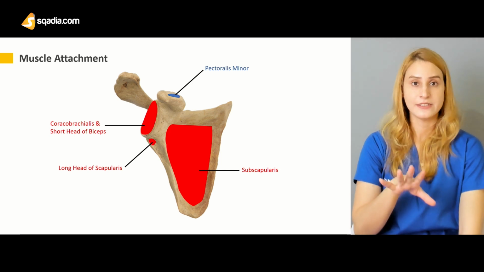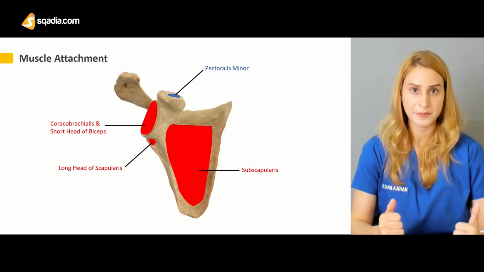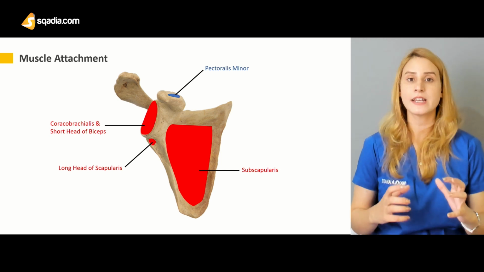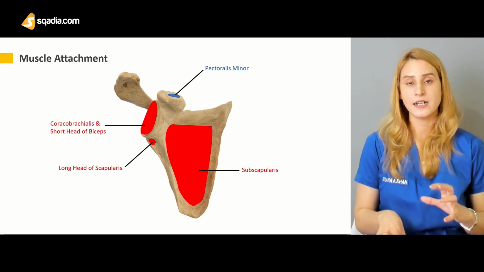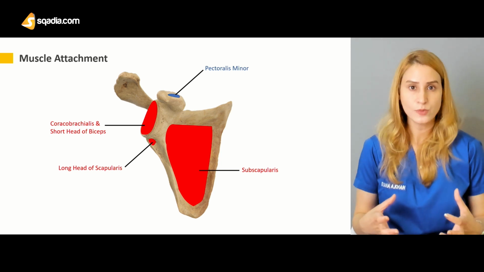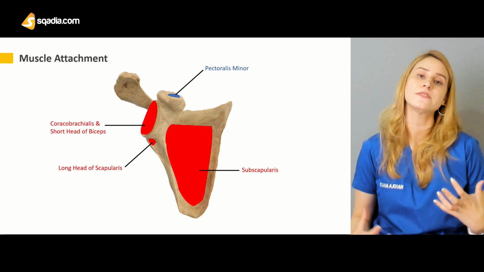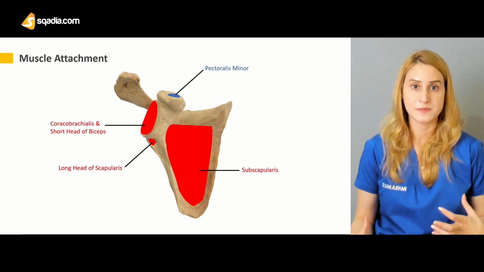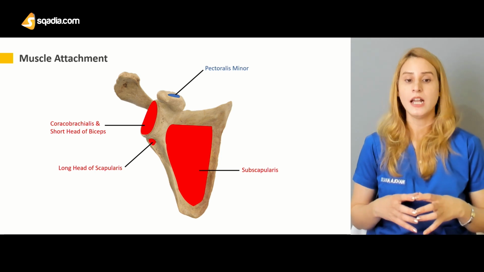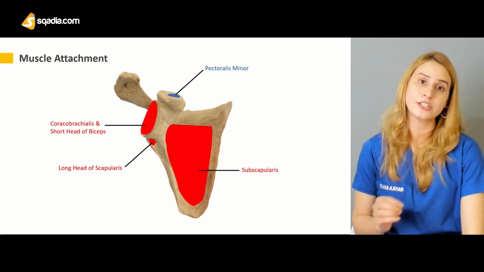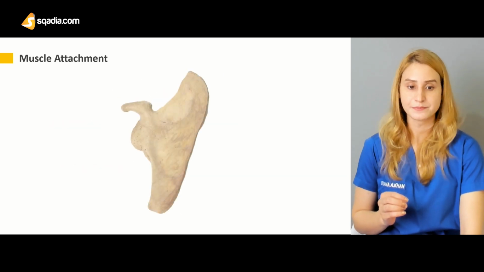So on the anterior surface, on the glenoid cavity, you have the coracobrachialis and the short head of the biceps. At the neck, there is the long head of the subscapularis muscle. Then you have this fossa, the subscapular fossa located anteriorly, and this is the site for the origin of the subscapularis muscle. Then you have the pectoralis minor muscle, which is inserting onto the coracoid process of the scapula.